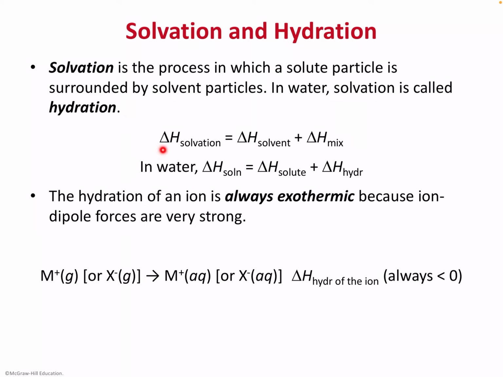Okay, so the delta H solvation equals delta H of the solvent plus the delta H mix. In water, delta H solution equals delta H solute plus the delta H hydration. Hydration of an ion is always exothermic because ion-dipole forces are very strong. Meaning, if you are trying to dissolve anything in water, always that process is going to be exothermic.